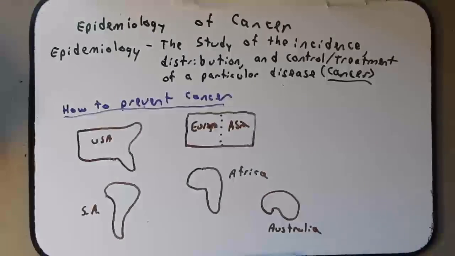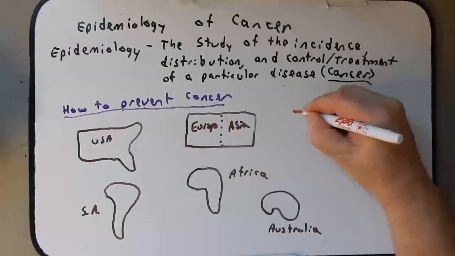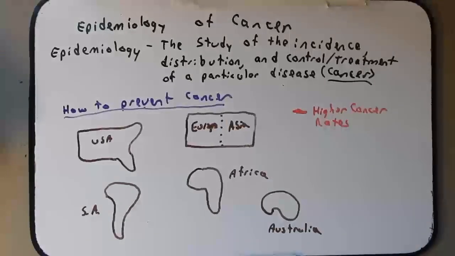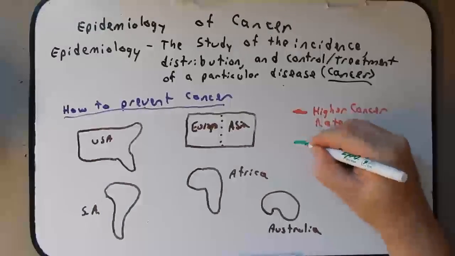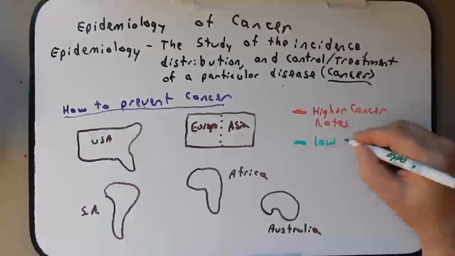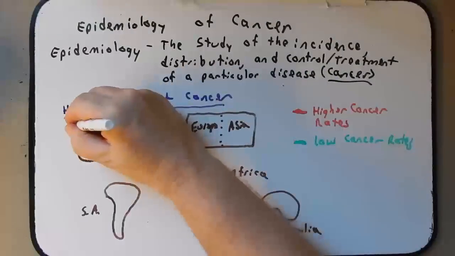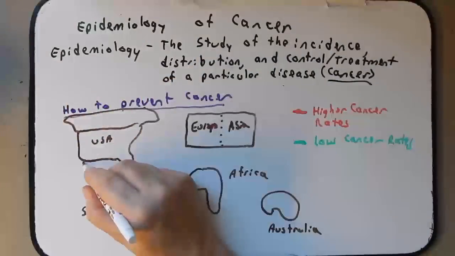Now what epidemiologists have discovered is that certain areas of the world have higher cancer rates. And so let's signify that with red. And some parts of the world have different kinds of cancers more common than in other parts of the world. But let's just think about big picture here. Higher cancer rates and lower cancer rates. We'll show that in green. I guess to be fair, we should have also drawn Canada here and Mexico here.